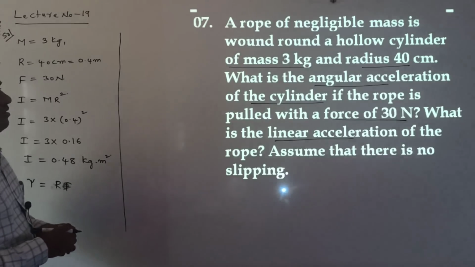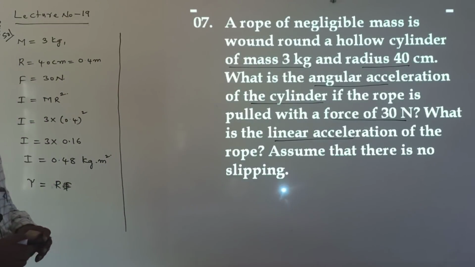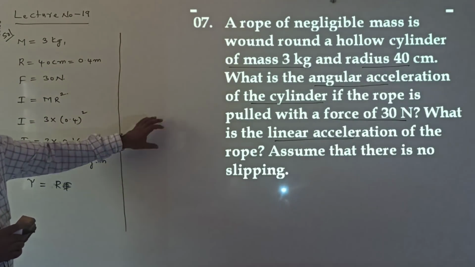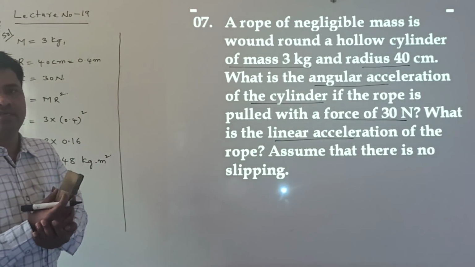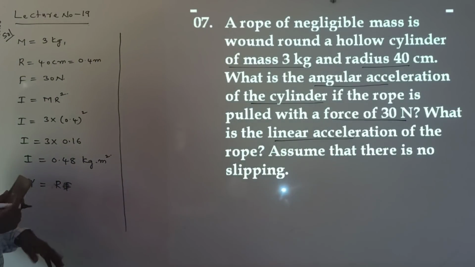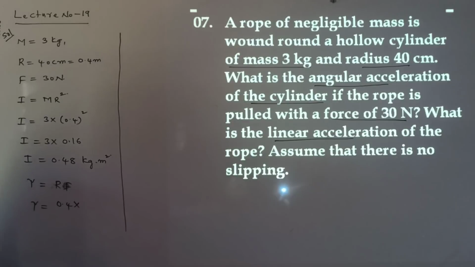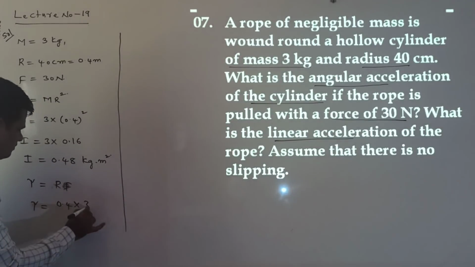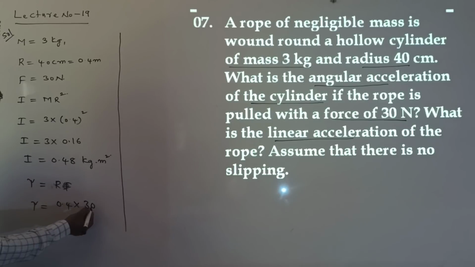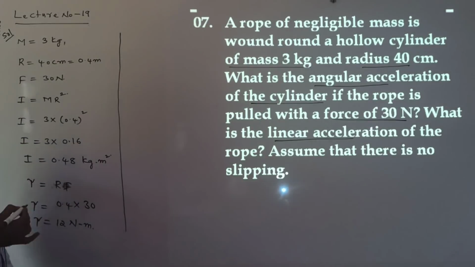The rope is pulled with a force of 30 Newton, which means the angle between the radius and the force is 90 degrees. Sin 90 value is equal to 1, so torque is equal to R into F. Or generally you can take the magnitude form, torque is equal to R into F. Now torque is equal to radius 0.4 into force 30. Now the point and 0 are cancelled. Torque is equal to 12 Newton meter. This is the torque value.